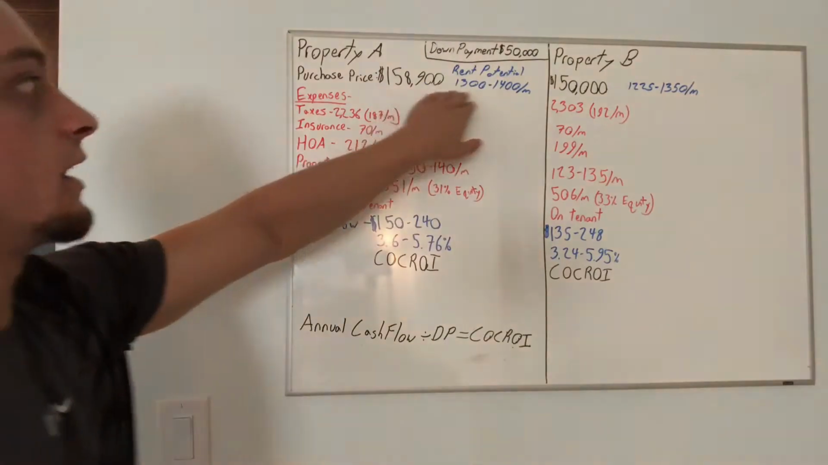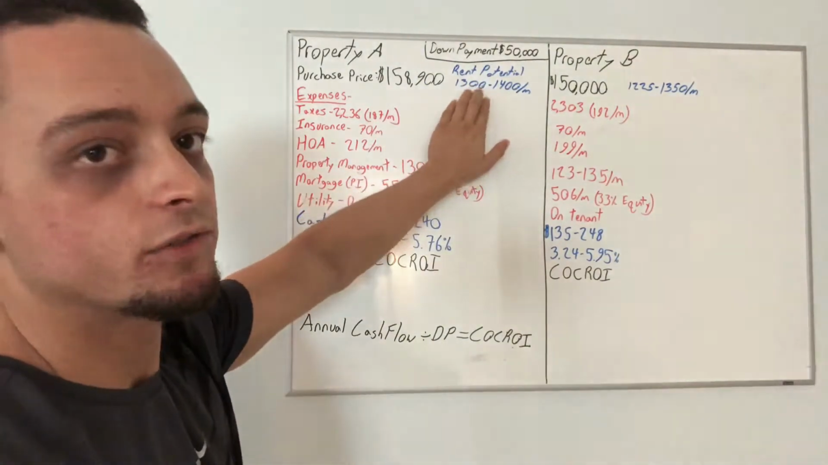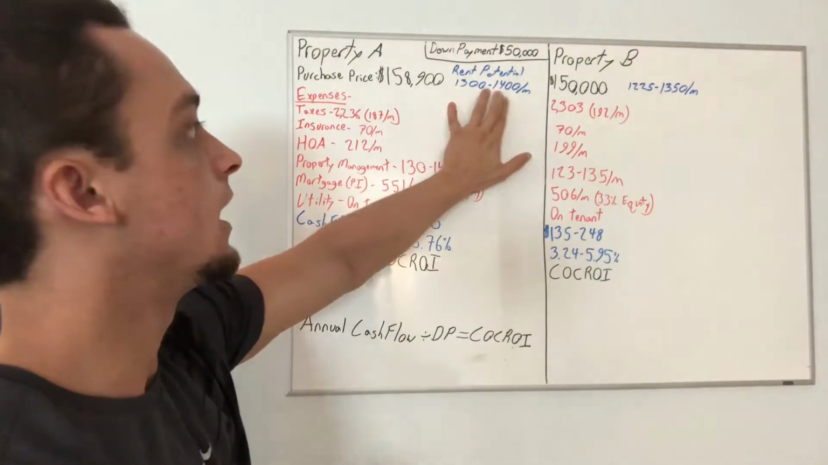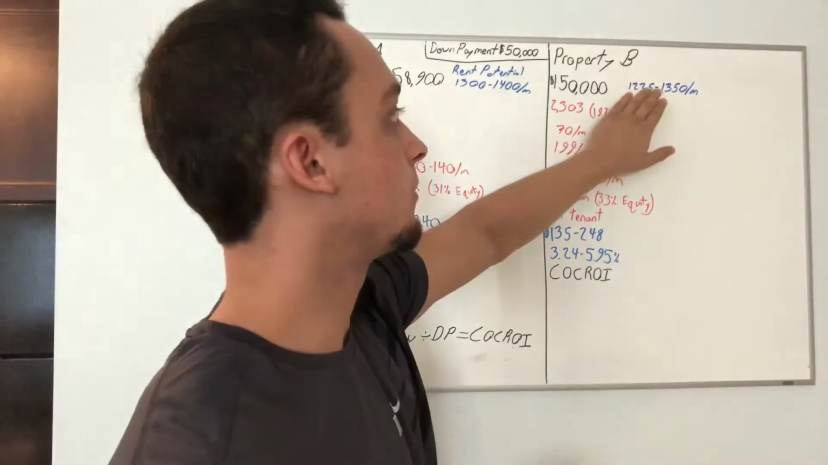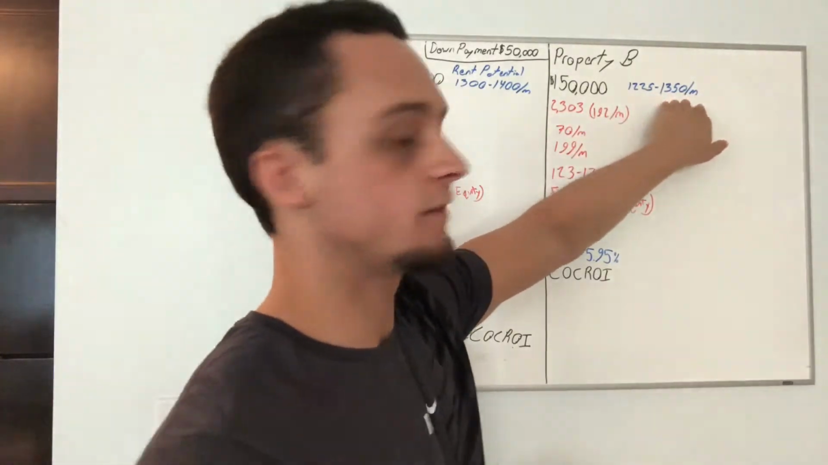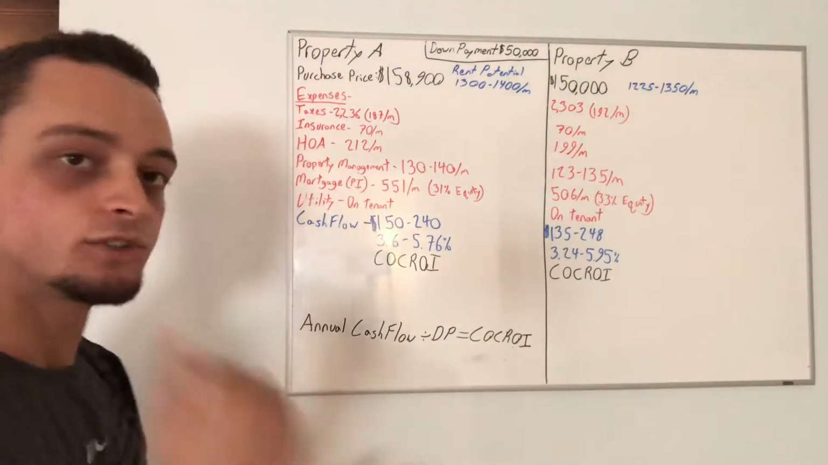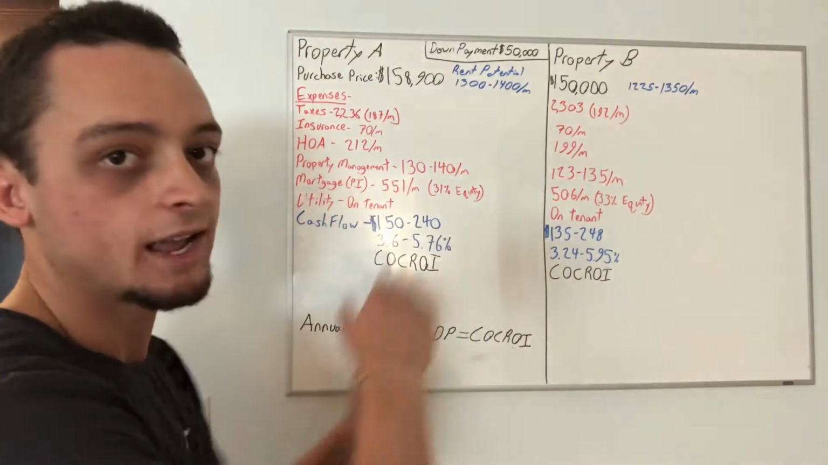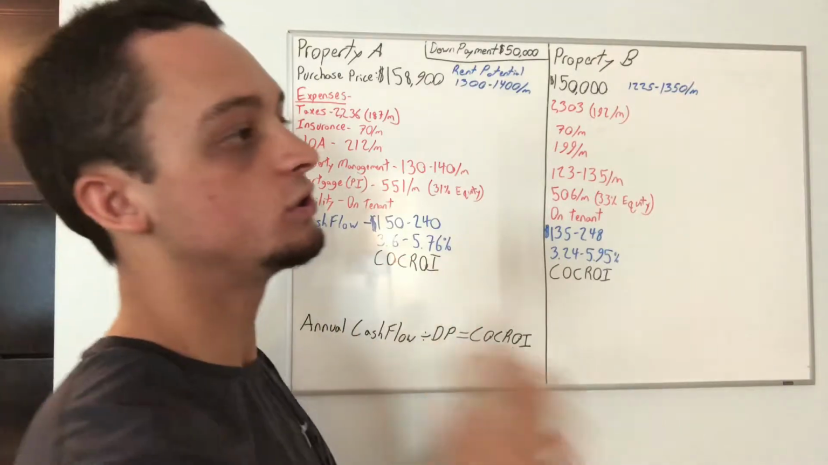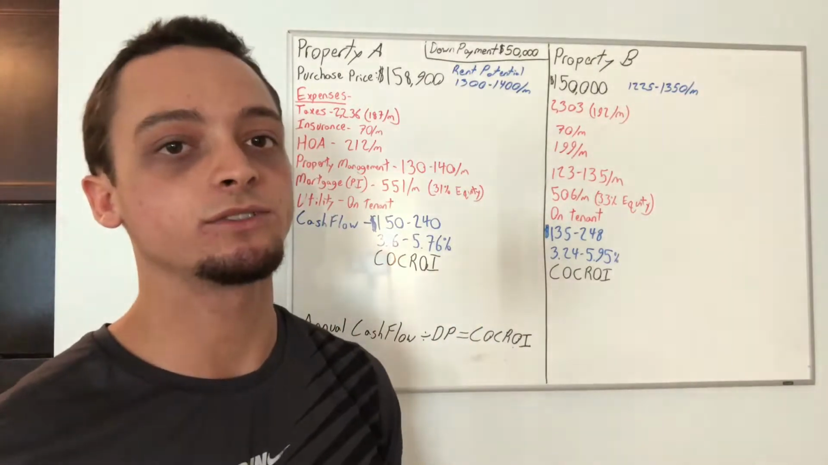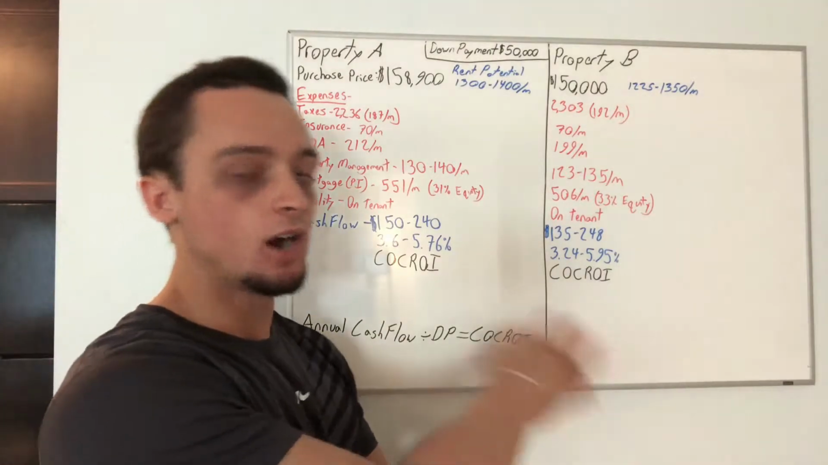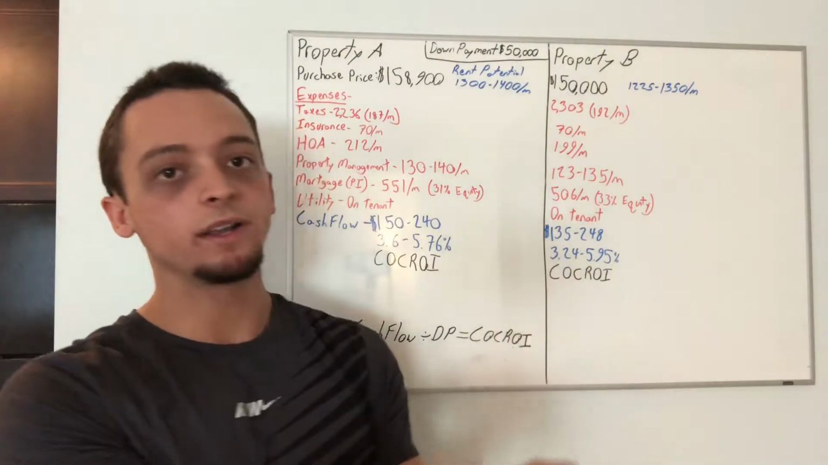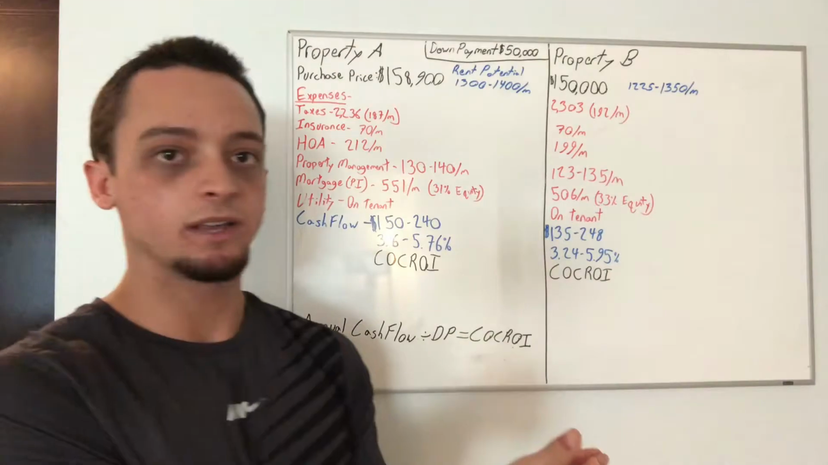So for property A, I came up with a rent potential of $1,300 on the low side and $1,400 of what I could probably get. And for property B, I came up with $1,225 and $1,350. So you're going to do your math with the low side and the high side. You always want two answers: one that is what you definitely could get 100%, and the other is what you think the market will give you.